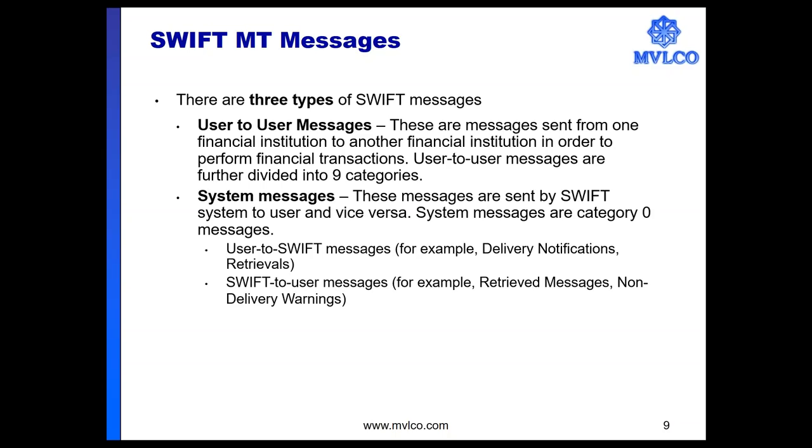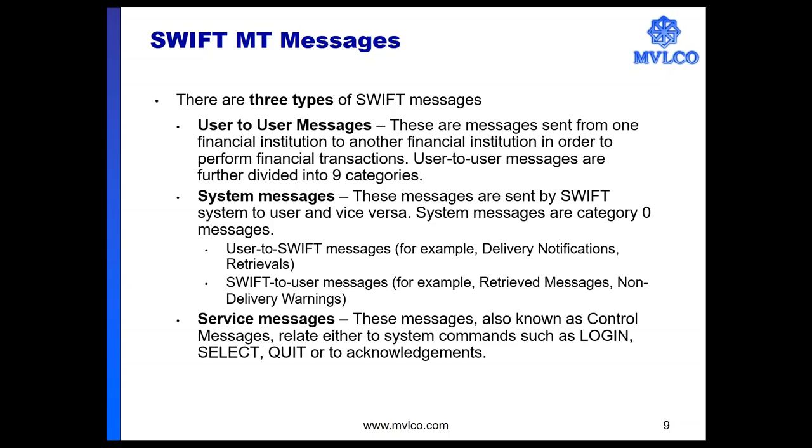The second kind of message which you have are the system messages. The system messages are sent by the SWIFT system to the user and vice versa. In this, you could have user to SWIFT messages. The user creates a message, for example, he wants a delivery notification or he wants to retrieve something. In that case, he will request the SWIFT system that he would like to retrieve the past messages. So this is a message created by the user to the SWIFT system. When the system receives this retrieval message, it will actually retrieve those messages and present them to the user who wants them. So I could have two types, user to SWIFT and SWIFT to user. These messages are category zero messages.